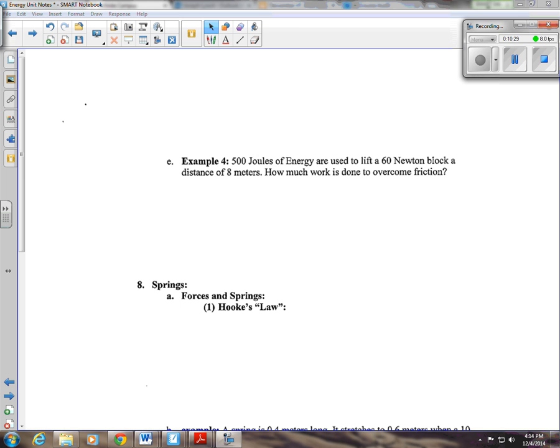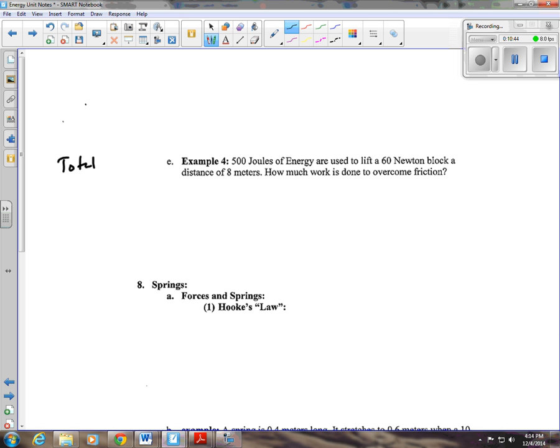Okay, to finish off, we're going to do a problem where we're lifting a block, and this is one where it says how much work is done to overcome friction. And these are a little bit tricky. I'm going to make a note that the total energy that we used is 500 joules. It turns out that not all of that was done in lifting the block, because some of it had to overcome friction. So I have to figure out how much work is done lifting.